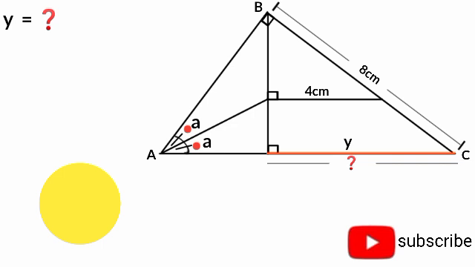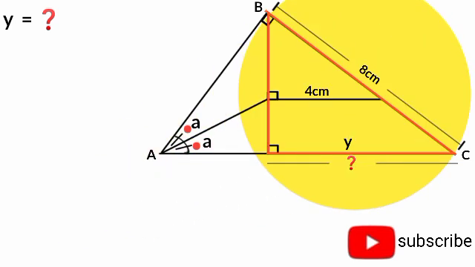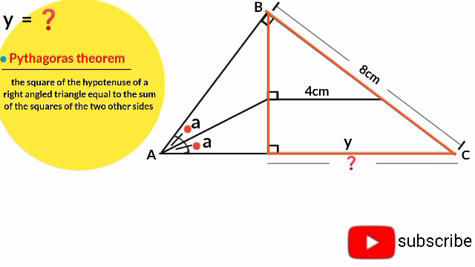Well, it is simple. Starting from this triangle, since it is a right angle triangle, we can use the Pythagoras theorem. The Pythagoras theorem states that the square of the length of the hypotenuse of a right angle triangle is equal to the sum of the squares of the length of the two other sides. The hypotenuse is the side facing the right angle.